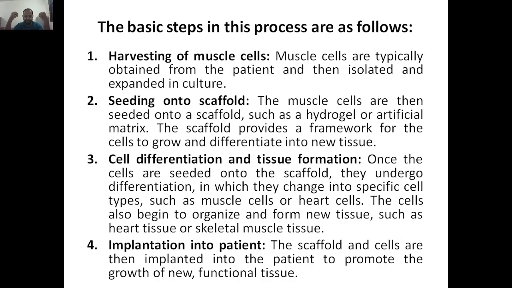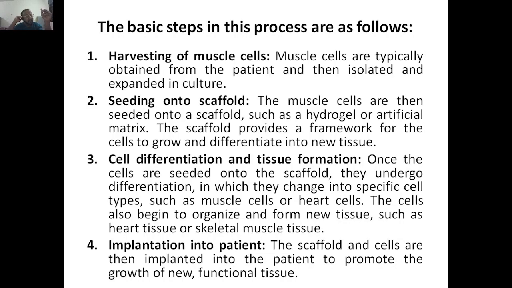So the third step: cell differentiation and tissue formation. So how exactly does the cell differentiate inside the scaffold? Once the cells are seeded into the scaffold, they undergo division and differentiation, in which they change into specific cell types, such as muscle cells, heart cells, whatever the cells are. Here I was giving an example of muscle cells, talking about my biceps or hands. If you are talking about heart cells, then it will be heart cells. So it can be special cells: muscle cells, heart cells, or any kind of cells.